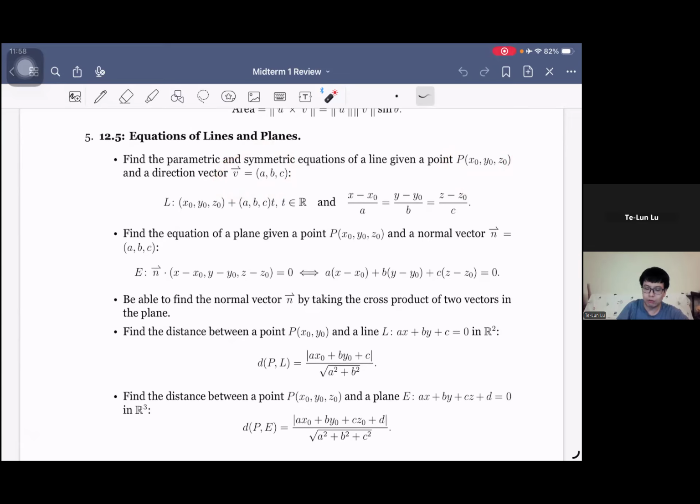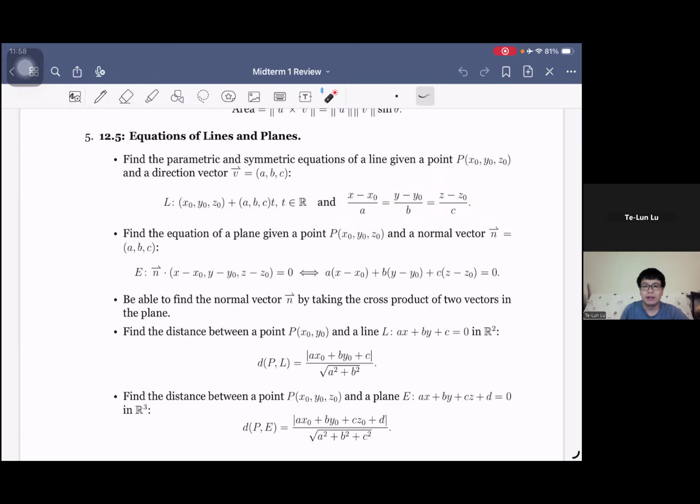One is called the parametric form, x naught, y naught, z naught, plus abct, where t ranges through every real number. We can also write it in symmetric form, which is like this. Basically, you are solving for t, right? t will be either x minus x naught divided by a, y minus y naught divided by b, or z minus z naught divided by c. So those are the representations of lines.